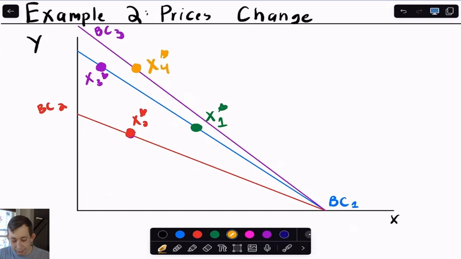Now, if I choose X4 star, I'm no longer violating WARP, because when I move from BC1 to BC3, this X4 star is not affordable to me under my original prices or BC1. And so it makes sense that I change my bundle, because there's a new set of affordable bundles. That X4 star is in my new set of affordable bundles that was not affordable to me before. And therefore, I'm not going to violate WARP. So again, this is price changes.